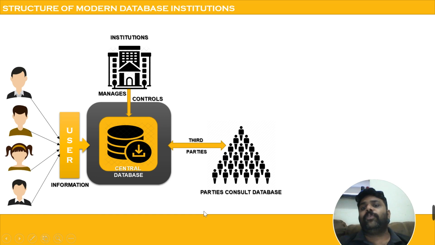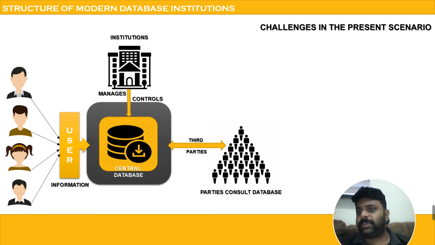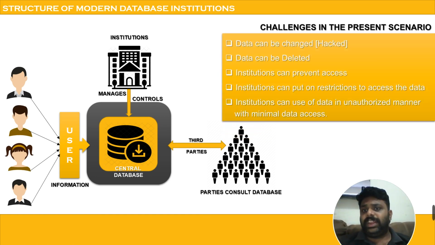So exactly what problem exists here, the challenges in present scenarios. Data can be changed or hacked. That is the first concern. And data can be deleted, and institutions can prevent access. Institutions can put restrictions on access to the data once it is given to third parties. Institutions can use data in an unauthorized manner with minimal data access. So these are the challenges we have in the present scenario.